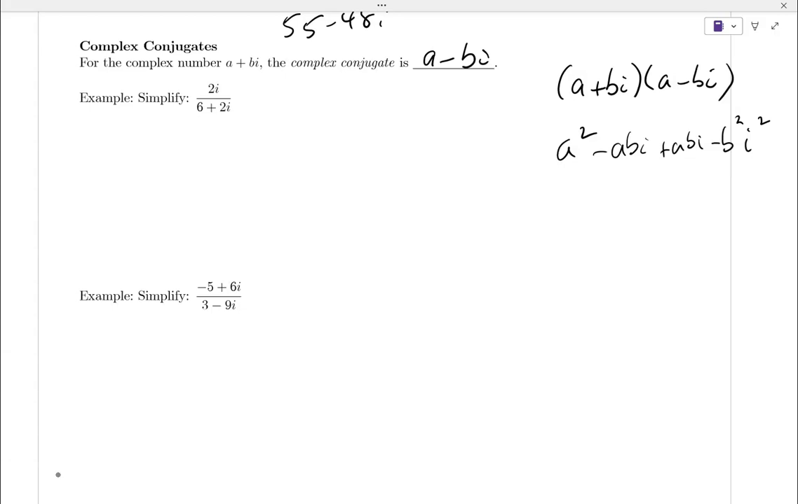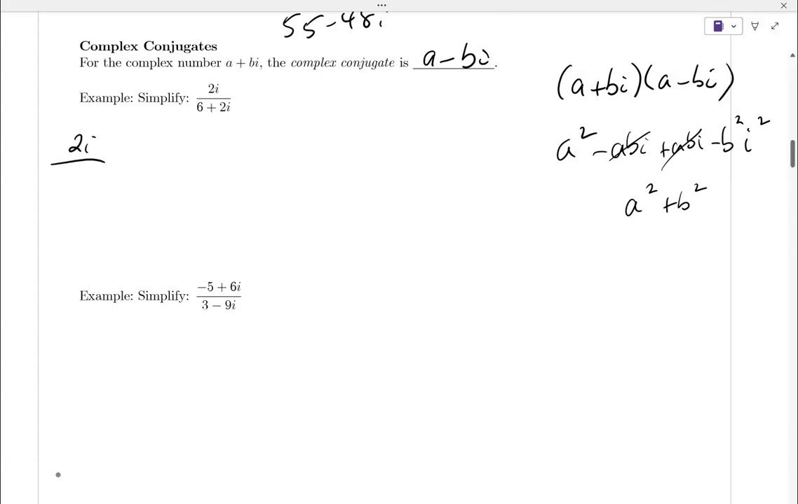Okay. What happens in the middle there? They cancel out, right? These go away. What did we just say a minute ago that i squared was equal to? -1. So this changes to a squared plus b squared. Notice that all of the i's went away, right? This is a real number. No imaginary part at all. So when we take a complex number and multiply it by its complex conjugate, we get a real number. No i's left. Okay? So this is exactly the principle that we're going to use to divide complex numbers.